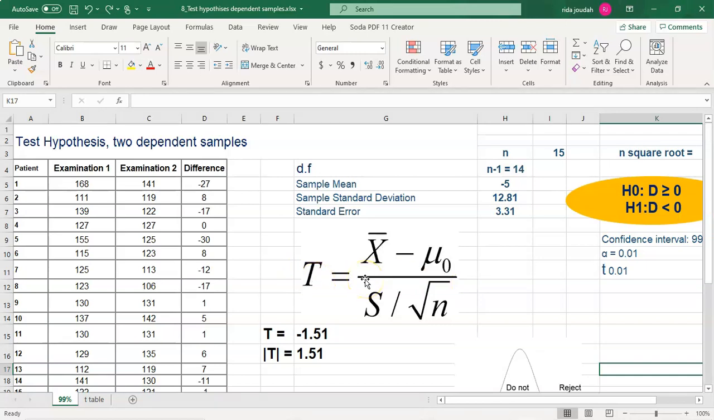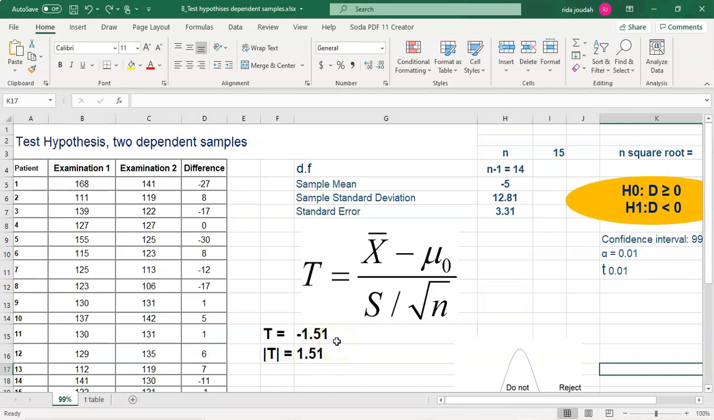And the formula is very similar to the z-test, except here we don't have sigma, the population standard deviation, we are using the sample standard deviation. And we already got these numbers from the previous tutorials. So we just need to plug in the values. X bar, the sample mean, which is minus 5, minus mu 0, which is the difference here, equals 0, so minus 0, divided by the standard error, which is 3.31. And the result here equals minus 1.51.